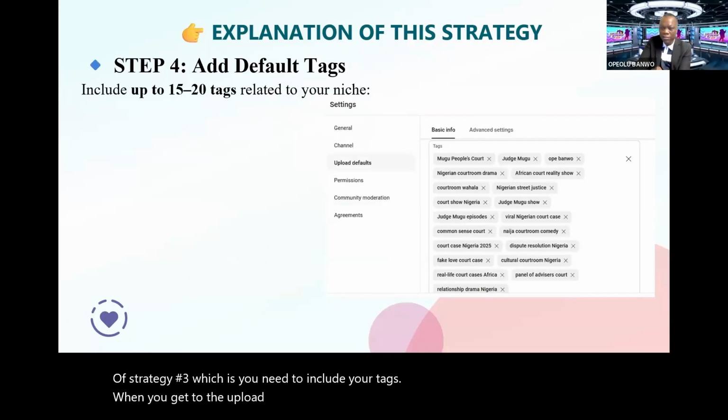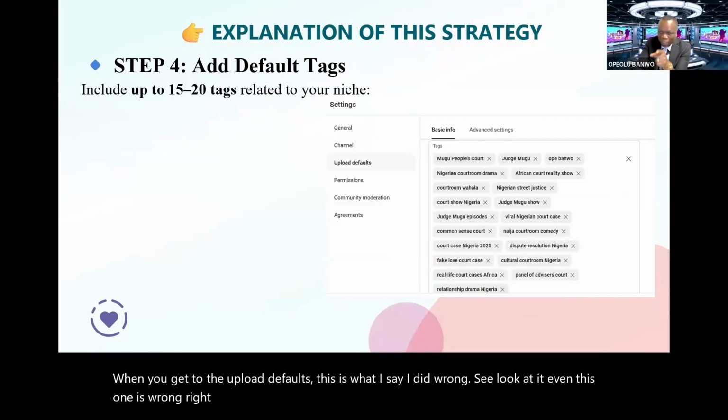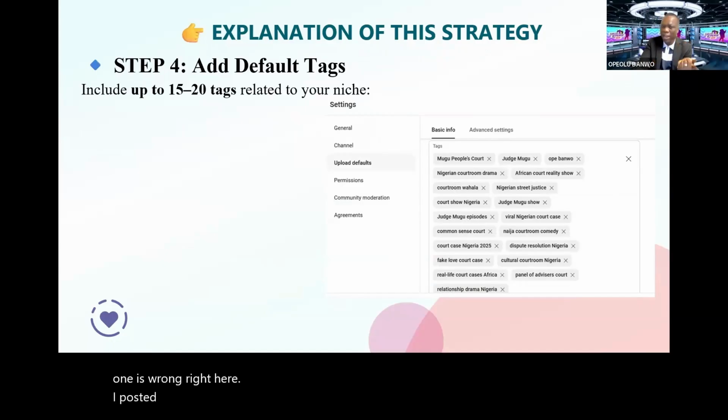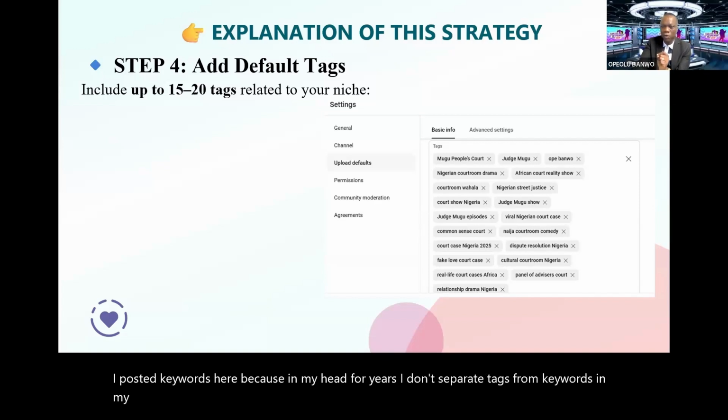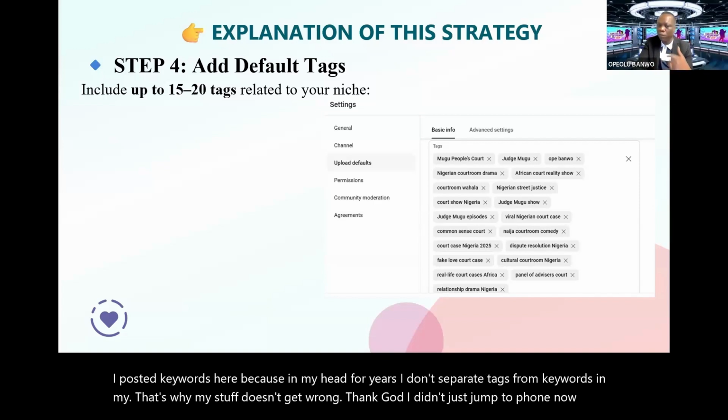This is what I say I did wrong. See, look at it. Even this one is wrong right here. I posted keywords here because in my head for years, I don't separate tags from keywords. That's why my stuff doesn't get ranked. Thank God I didn't just jump to 4 now. So we're on step 4 of strategy number 3.